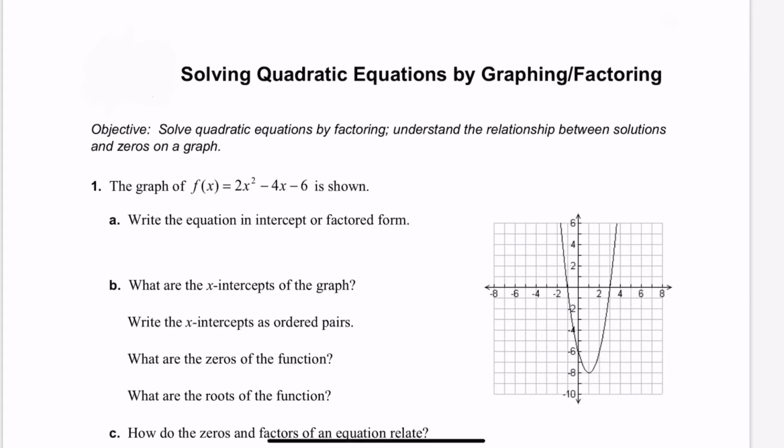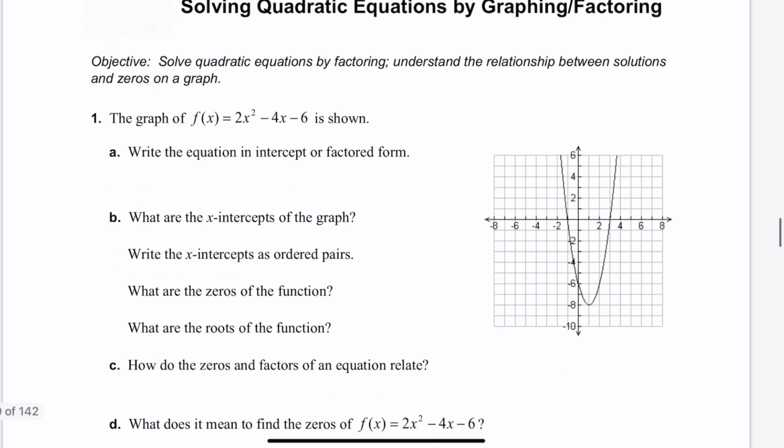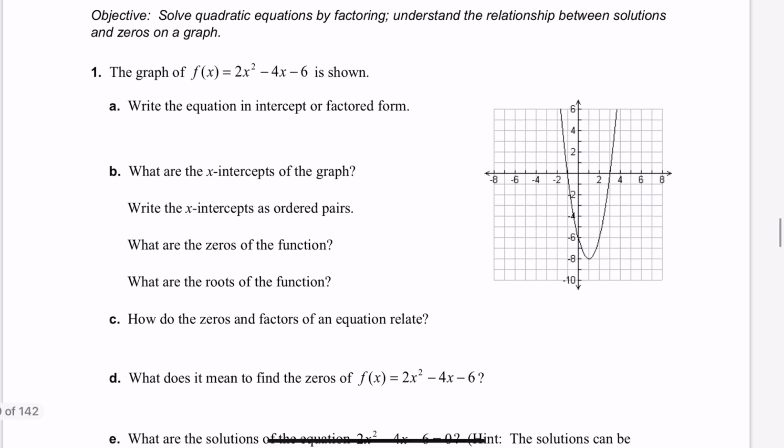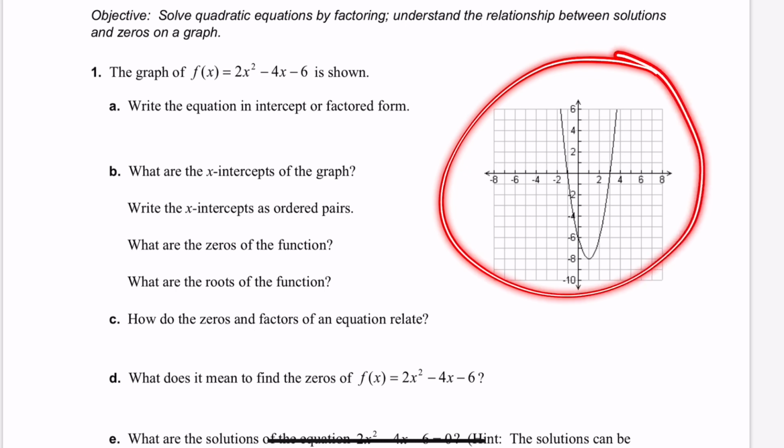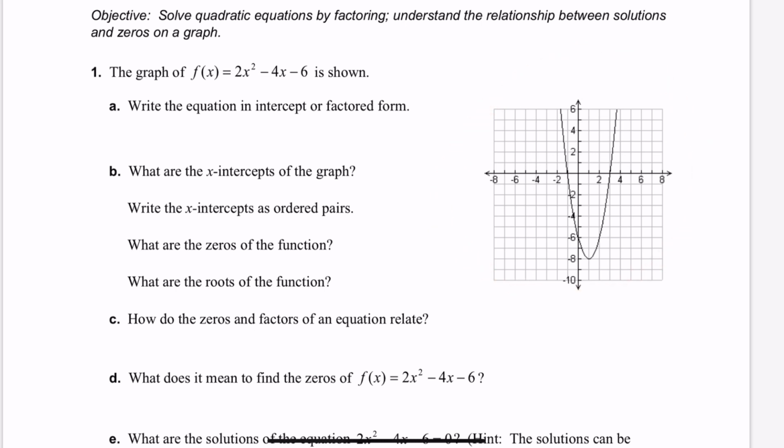Today we're working on solving quadratic equations by either graphing or factoring. So if we look here, we've got the graph f of x equals 2x squared minus 4x minus 6, and the graph is right here. There's a few things that we can look at.